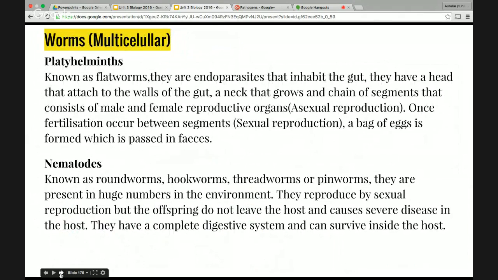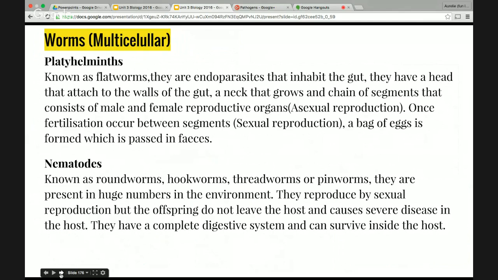Worms. Worms are actually multicellular. This means that they are not made up of only one cell, but they have a whole system of differentiated cells. There are two types of worms, platyhelminths, known as flatworms. They are endoparasites, which means that they are on the inside of the body. They live in the guts and they have a head that is attached to the walls of the gut. They have a neck that grows out by means of asexual reproduction.